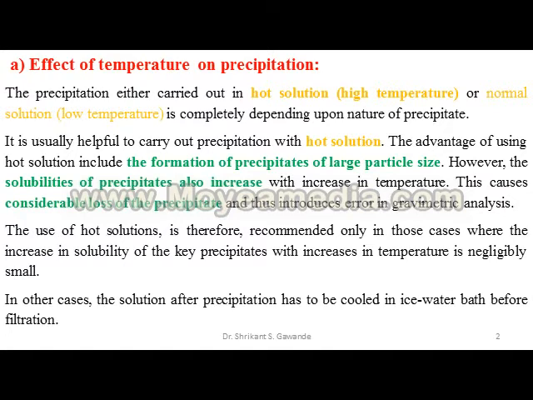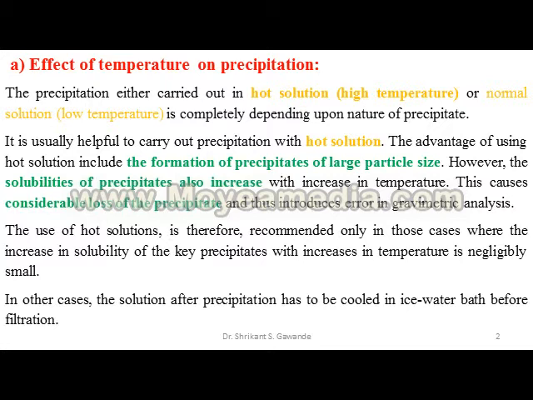However, the solubilities of precipitates also increase with increase in temperature. This causes considerable loss of precipitate and thus induces error in gravimetric analysis.